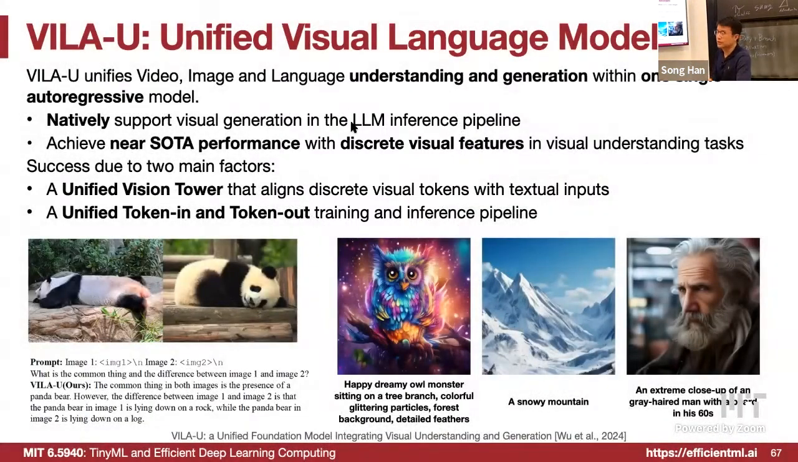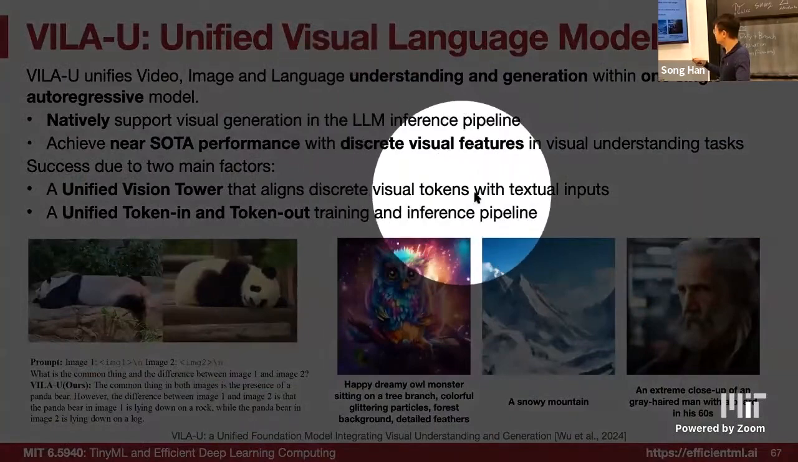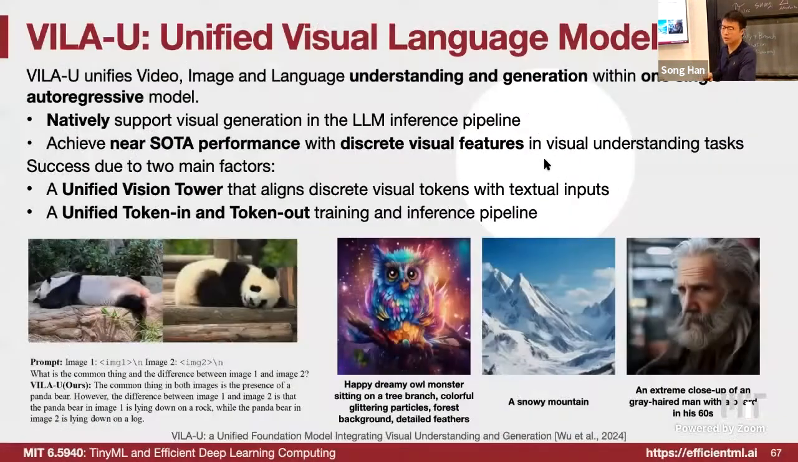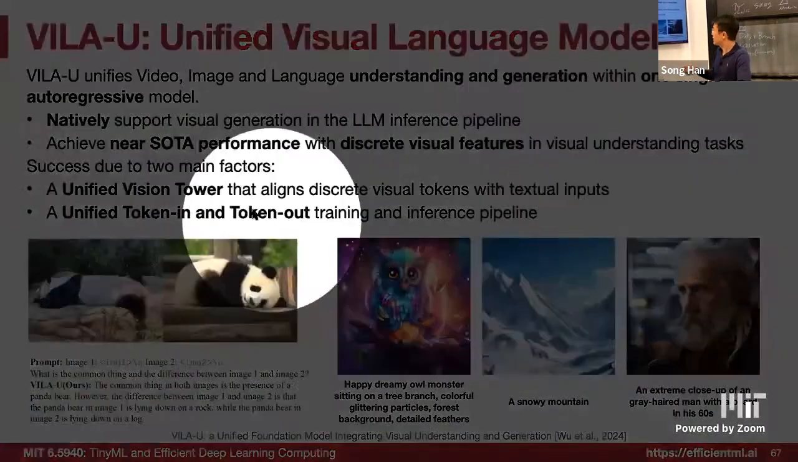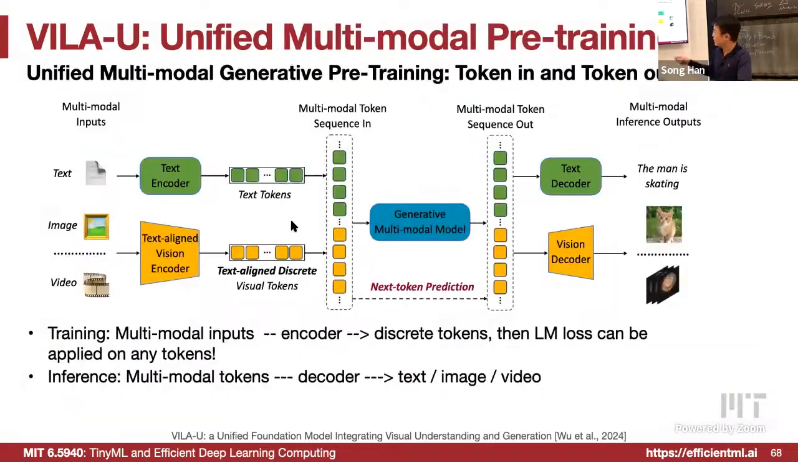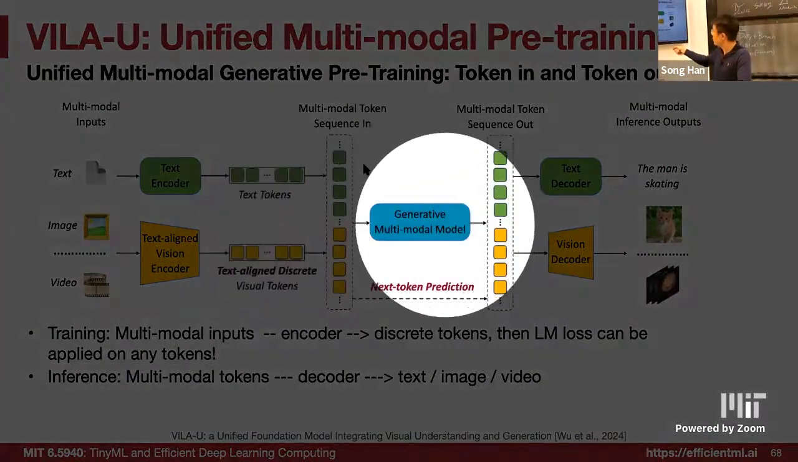Since we want to do generation, we want to predict just like language, different words. You have a lookup table for different words, right? Now you want to have a table for different tokens of the image. So we need discrete tokens to do generation, but we want to make sure the discrete tokens are also aligned with the textual input so that we can build this token-in and token-out approach and a homogeneous inference pipeline.